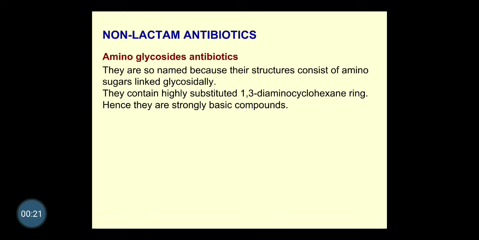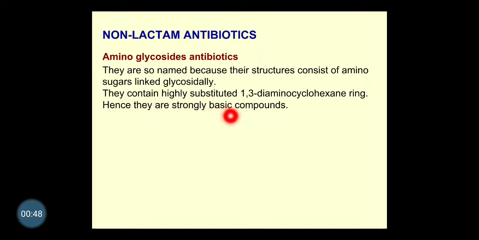They are named aminoglycoside because these are glycosidic in nature, and we know that glycosides consist of a sugar and non-sugar part which are linked glycosidically. Similarly, this has a chemical nature that is glycoside and which has amino sugar, that's why it is called aminoglycoside antibiotic. They are so named because their structure consists of amino sugar linked glycosidically.